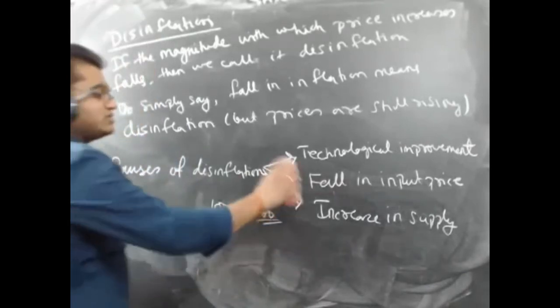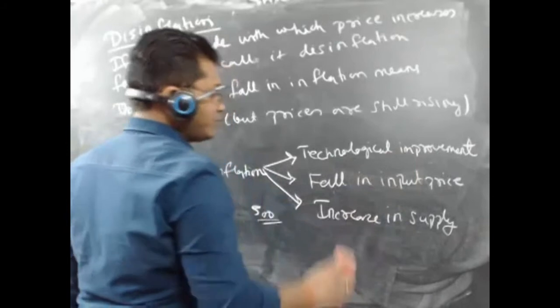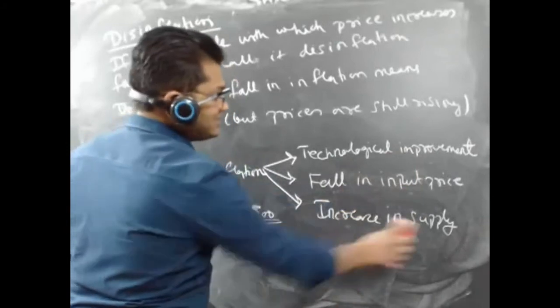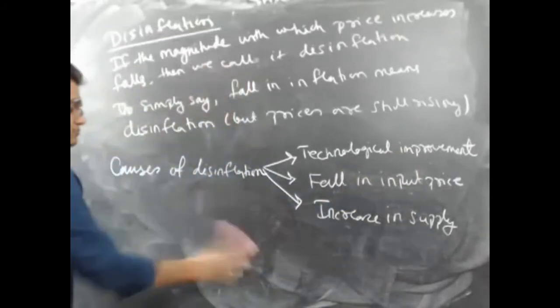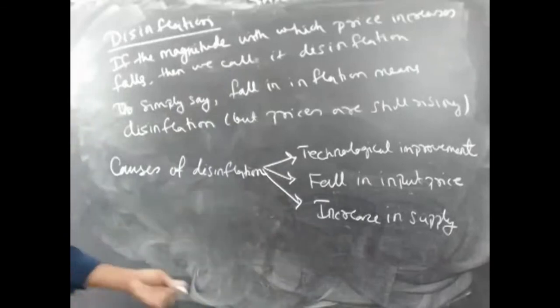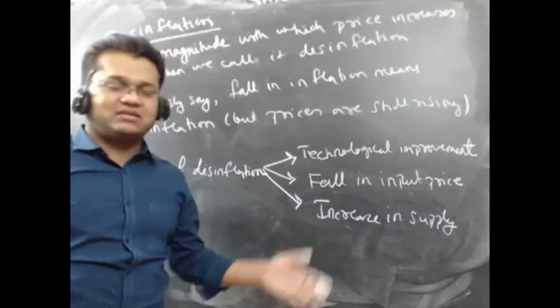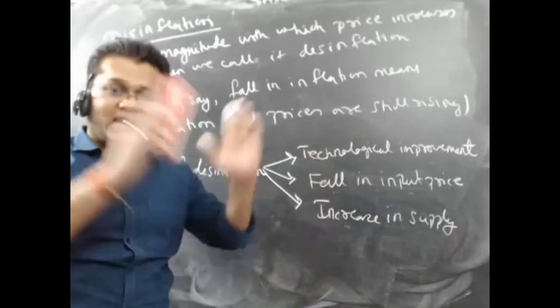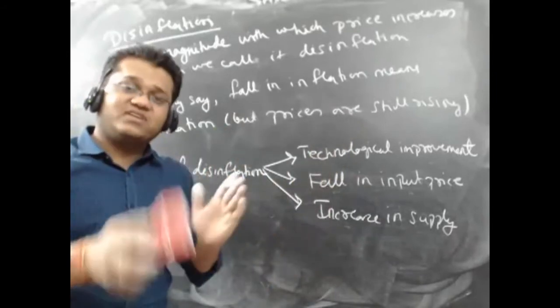So what are the causes of disinflation? Technological improvement, fall in input price, increase in supply. See, there can be miscellaneous points like infrastructure growth and other things. I'm not writing that. I'm just giving you a broad idea of why disinflation can occur.